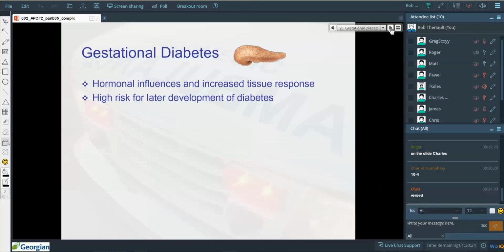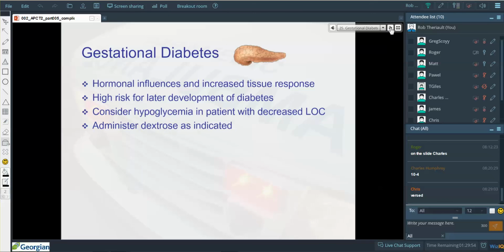In terms of that, we want to consider hypoglycemia in a patient who has a decreased LOC. If they're IDDM to begin with, then they could be in diabetic ketoacidosis, or they could be hypoglycemic if they've got an altered LOC. So we want to check blood sugar and administer D50 as indicated. Glucagon if D50 is not an option because we can't get IV access.